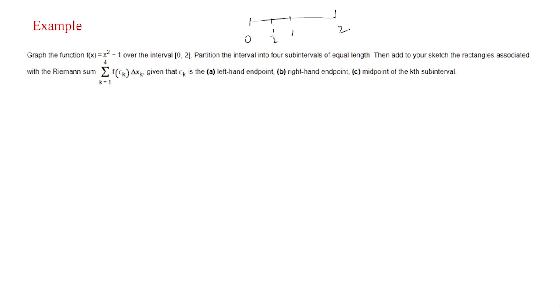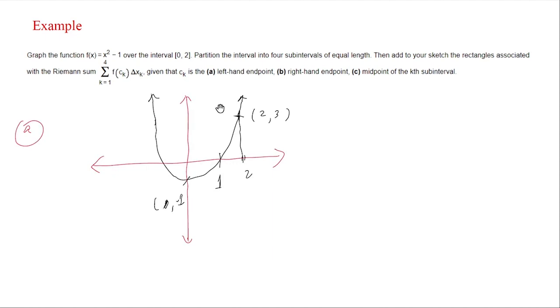So this is what we're going to get. These are the points on the subinterval. Then add to your sketch the rectangles associated with the Riemann sum. This is what we're going to find out. But while finding this Riemann sum, we would like to use the left endpoint the first time, the right endpoint the second time, and then the midpoint of the kth subinterval the third time. So each time we're going to get a different Riemann sum. So I'm going to show you.